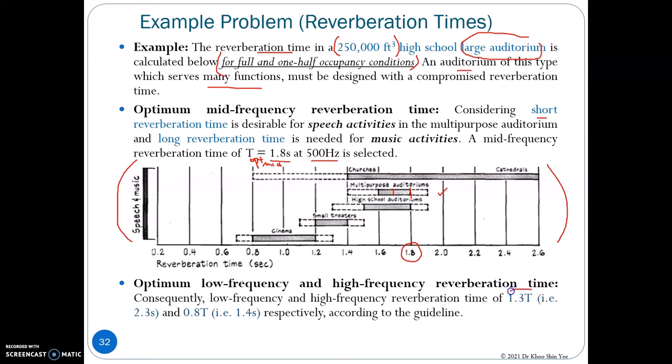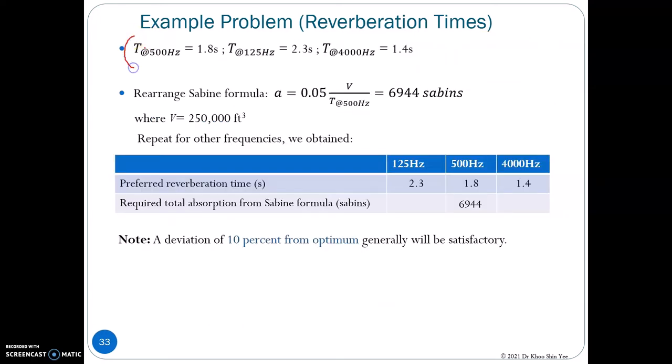Then we can continue to multiply 1.3 with the 1.8 second here to obtain 2.3 seconds. So this is the optimum low frequency reverberation time at around 125 Hz. So we continue to multiply 0.8 with the 1.8 second here to obtain 1.4 seconds. So this is the optimum high frequency reverberation time at 4000 Hz. With that, we successfully obtain the optimum time at mid, low, and high frequency to be this answer.